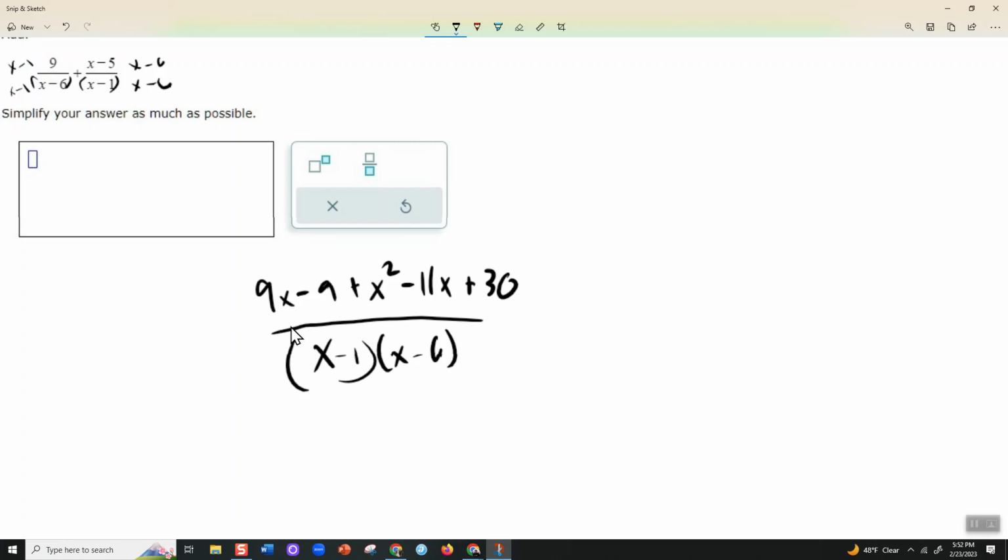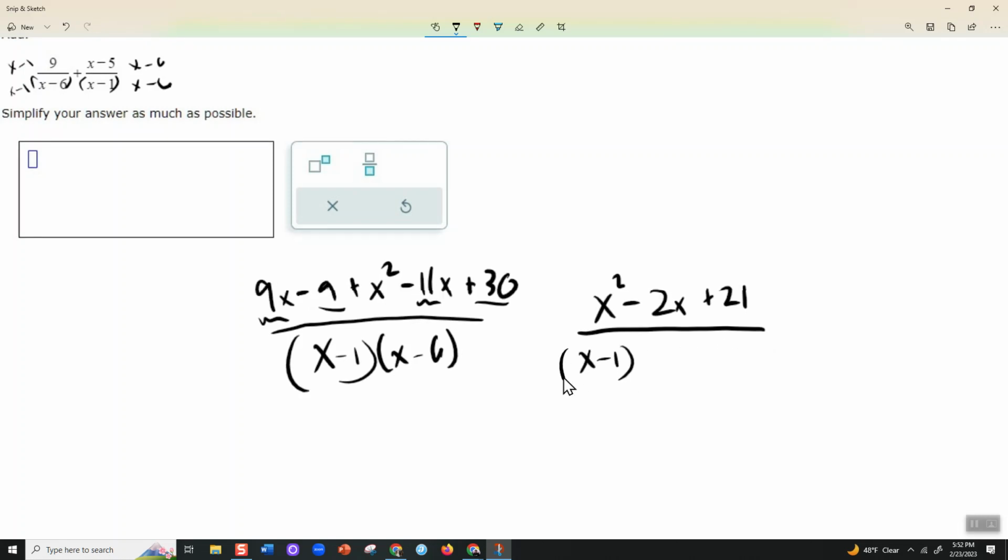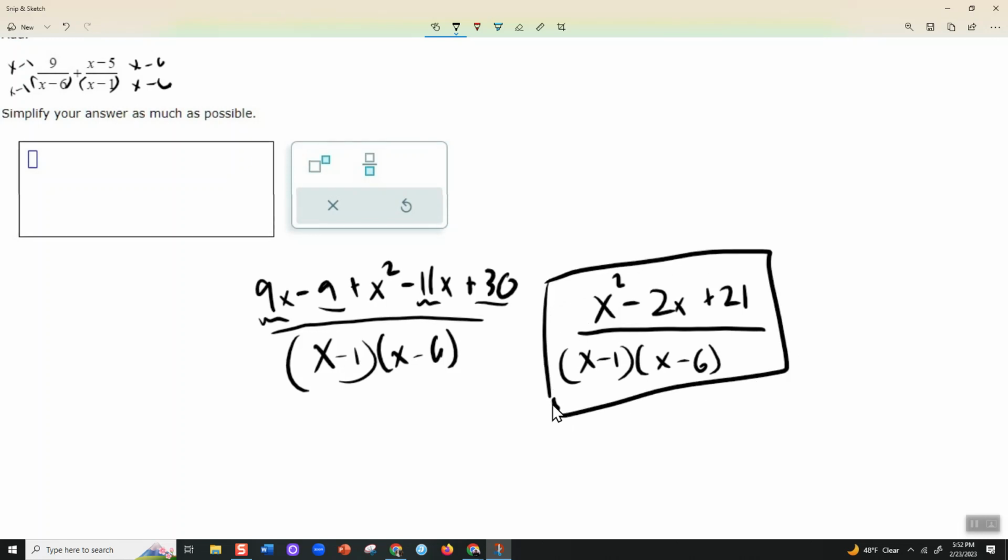I just need to simplify it. A negative 9 and a 30 will combine, and this 9x and negative 11x will combine. So I'll have x squared, and 9x minus 11x is negative 2x. Negative 9 plus 30 is going to be positive 21, all over x minus 1 times x minus 6. Nice and pretty.